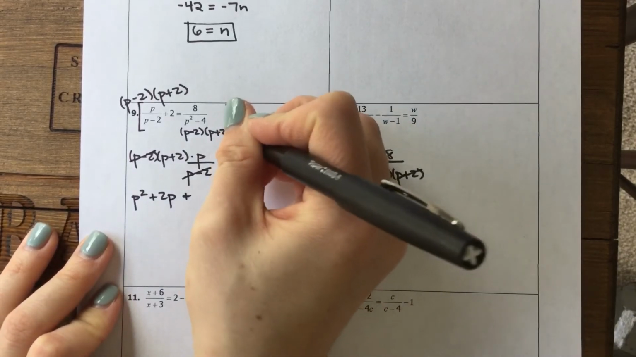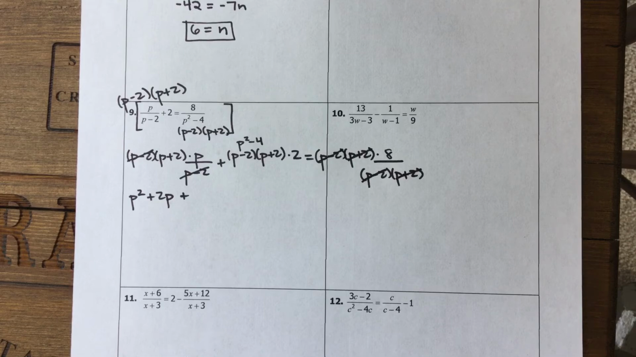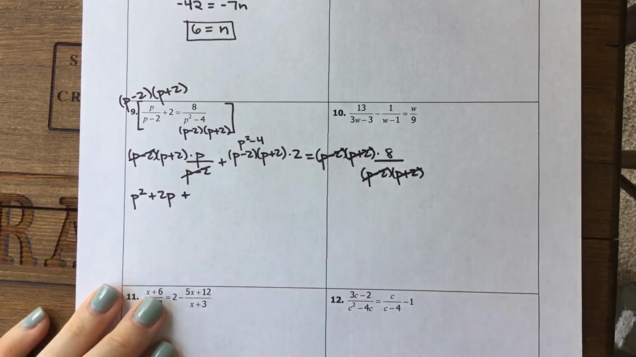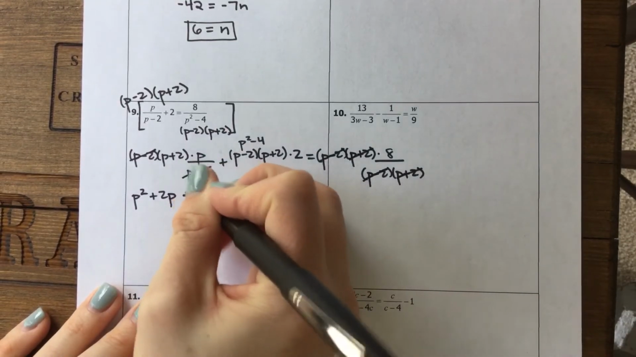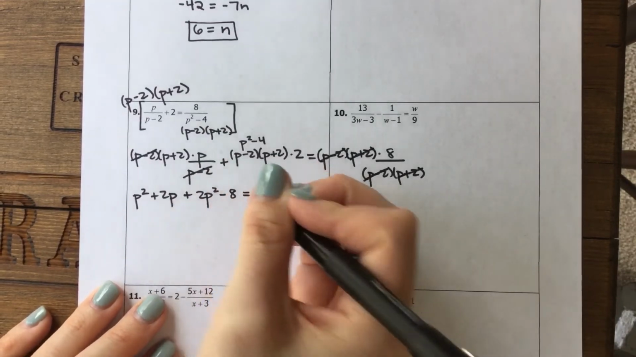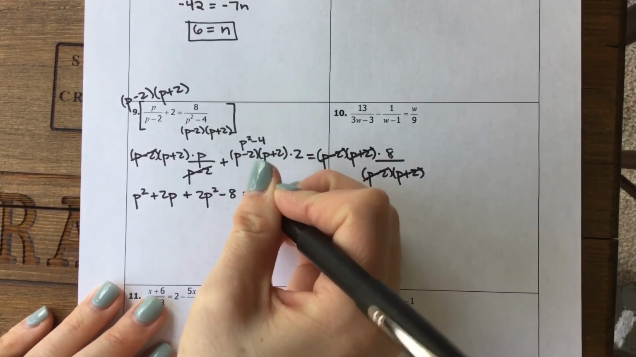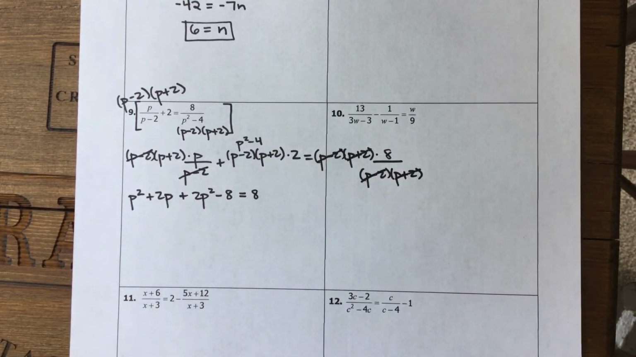So when I multiply this out, I know I get p squared minus 4, and then I have a 2 that I need to multiply by. So distribute that 2, and I get 2p squared minus 8. That's my left-hand side. Equals, and then on the right, everything canceled except for this little 8. Okay, so I see quadratics, which means I'm going to solve by factoring.